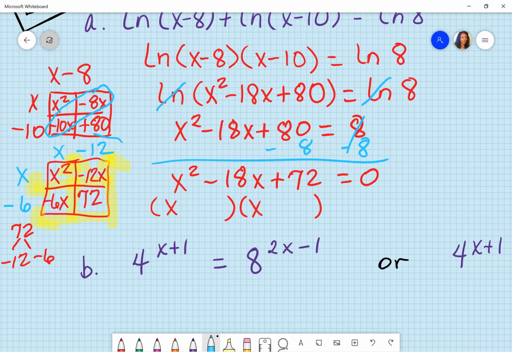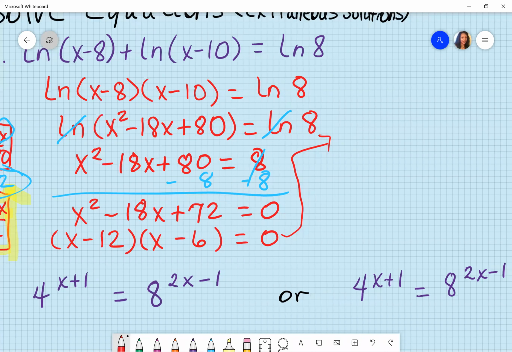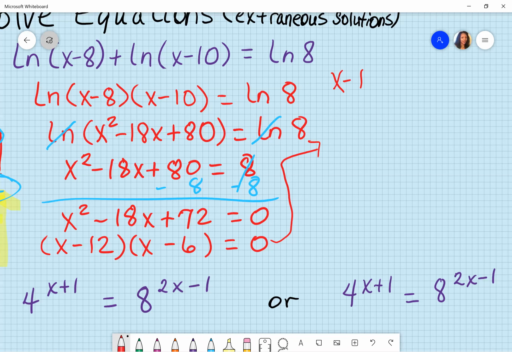So those are my two factors. So that's what I'm going to use inside, over here to the side, x minus 12, x minus 6, but it's set equal to 0, which means I have to solve for x. So let's go over here since I'm running out of space. So x minus 12 equals 0, and x minus 6 is set equal to 0. It's always going to be the opposite sign.